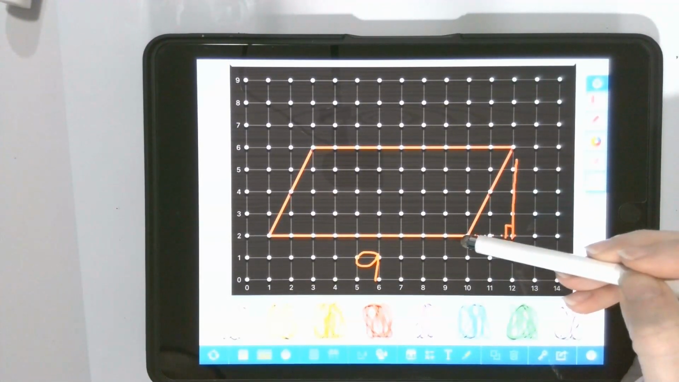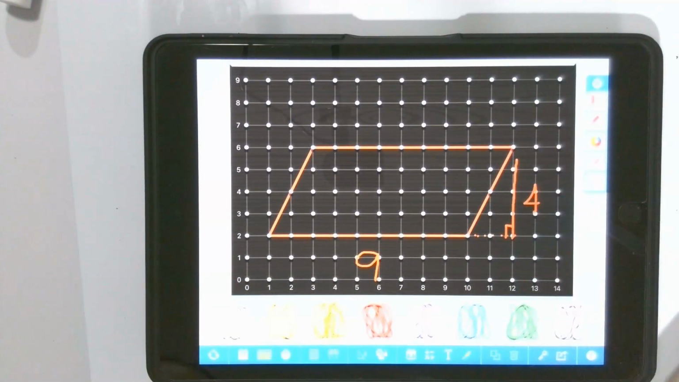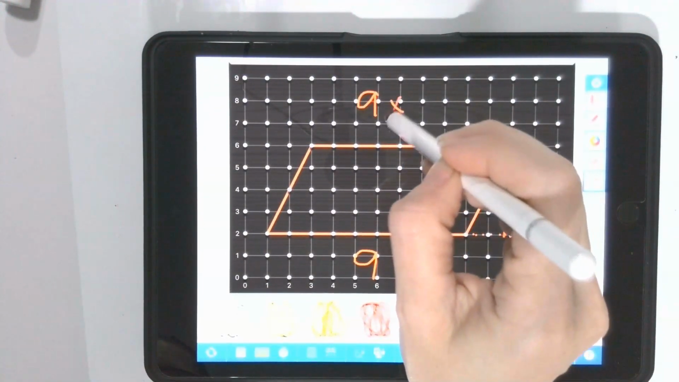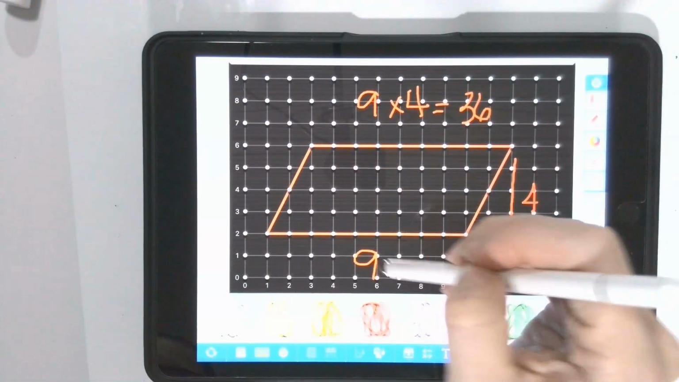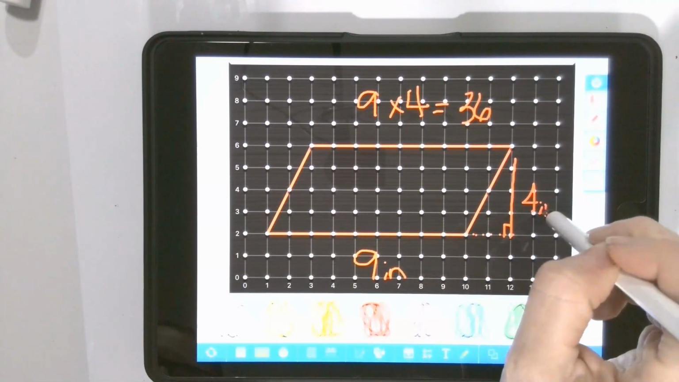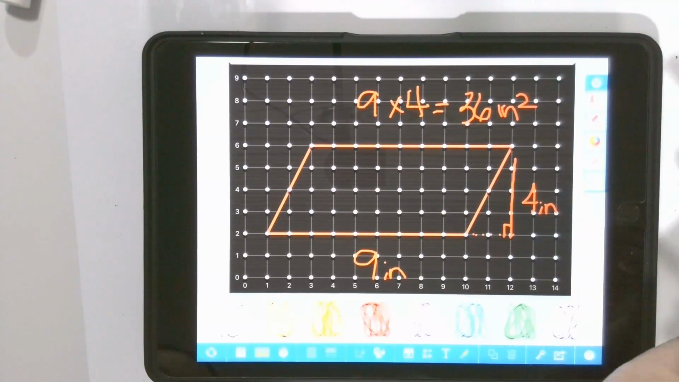So the height here from the very bottom to the very top is 1, 2, 3, 4. And 9 times 4 is 36. So base times our height of 4 is 36. And whatever the units are, it would be squared units. So if this was inches and inches, this would be inches squared.